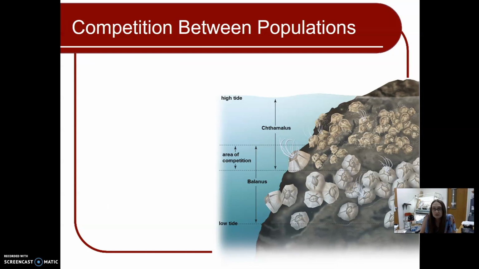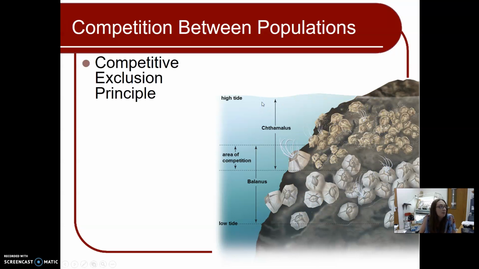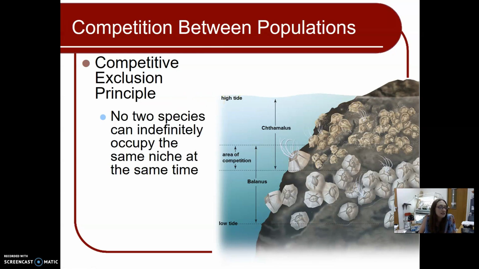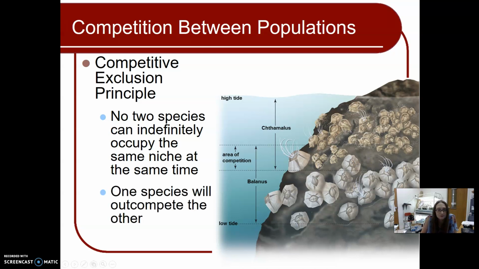Here are barnacles again. Both species could occupy the entire rock if the other species was absent. We call this the competitive exclusion principle. And that means no two species can indefinitely occupy the same niche at the same time. So, these guys do better at the bottom, these guys do better up top, and then there's this area in the middle where they really kind of fight for dominance there. One species will outcompete the other in this area of competition.